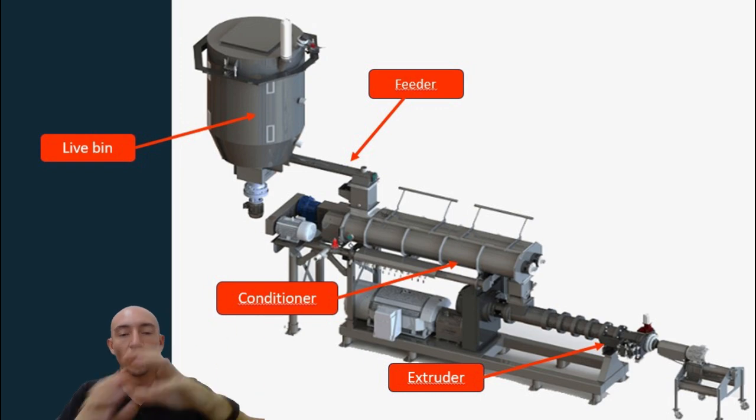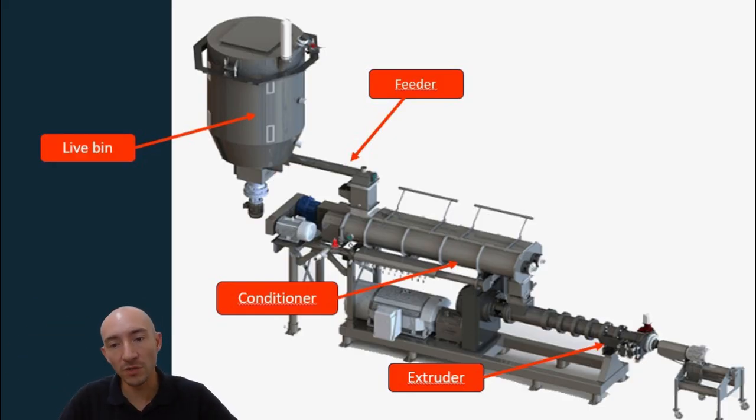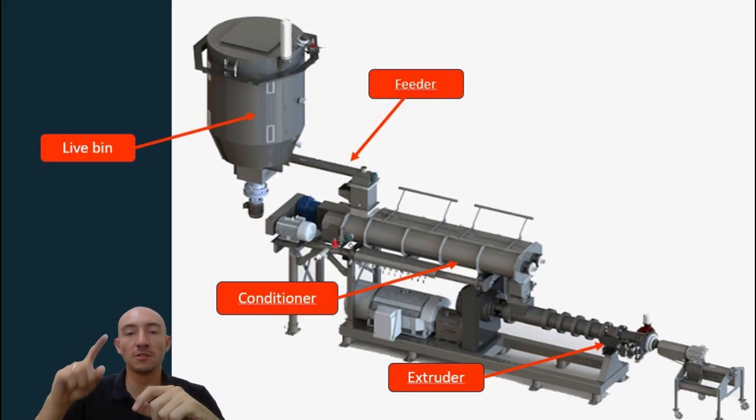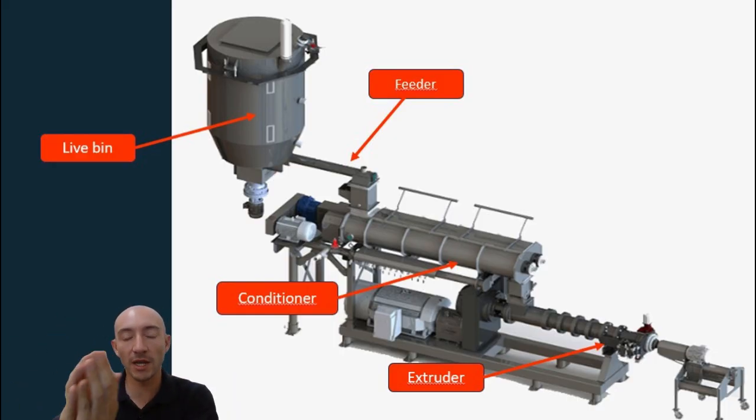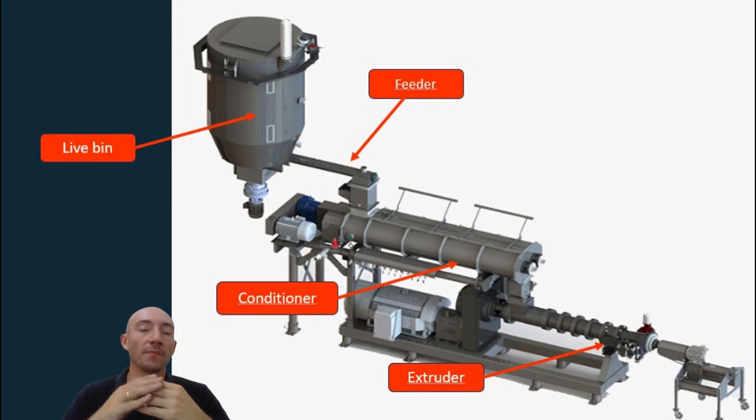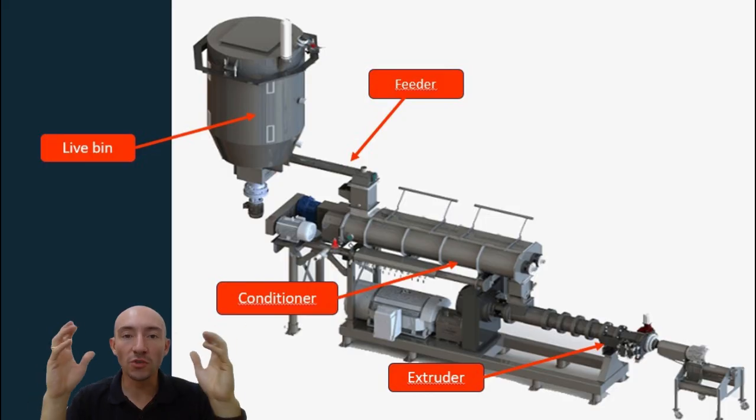So again, when we look at the whole process, we have the live bean, we have the feeder screw, we have the conditioner, and from the conditioner, it falls into the extruder. And the first advice that I want to give is the feeder needs to deliver product at a constant rate. If the feeder is fluctuating the amount of material that is being transported into the conditioner, what's going to happen is that your product quality will vary. You're going to have short or low pellets, your density will vary, the pellet quality is going to fluctuate.